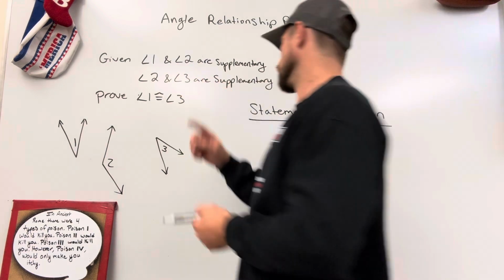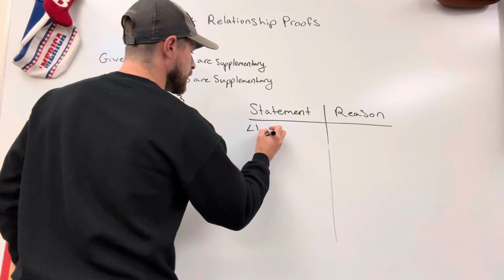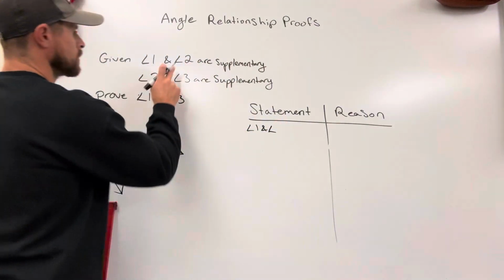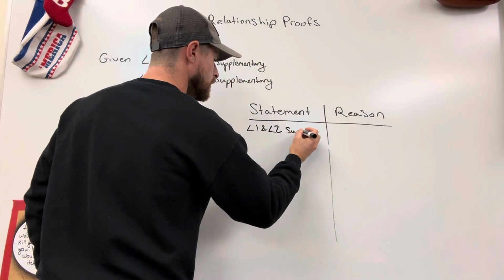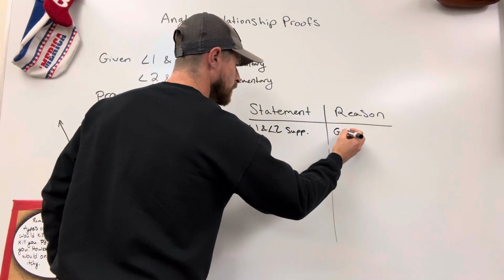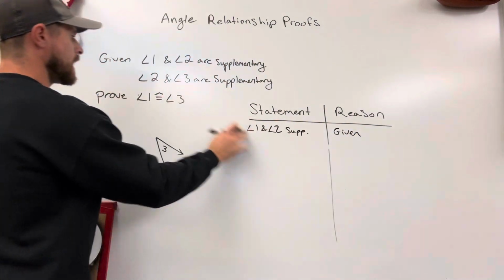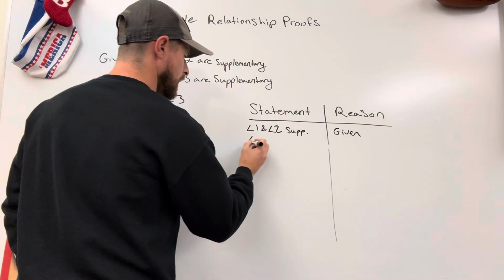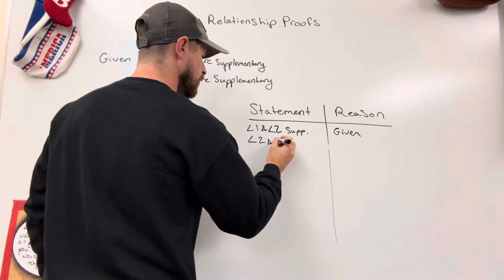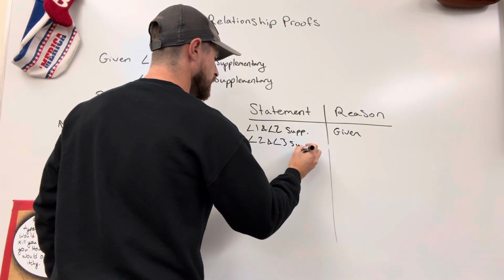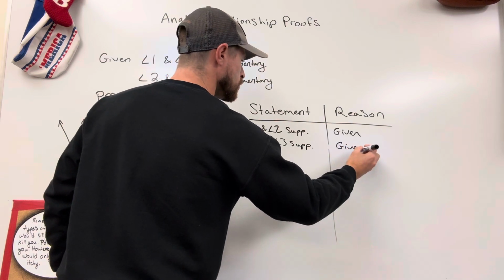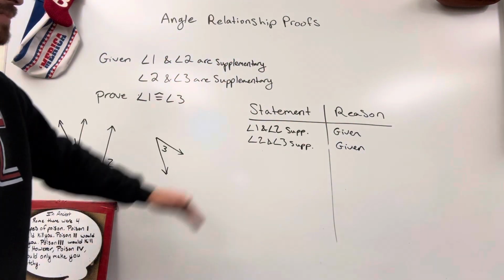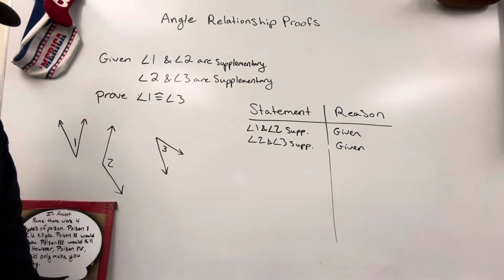So what were we told? We were told angle 1 and 2 are supplementary. How do we know that? It was given to us. We also know that angle 2 and angle 3 are supplementary. That was also given. Okay, so we have two givens. We're going to start with those two pieces of information and work from there.